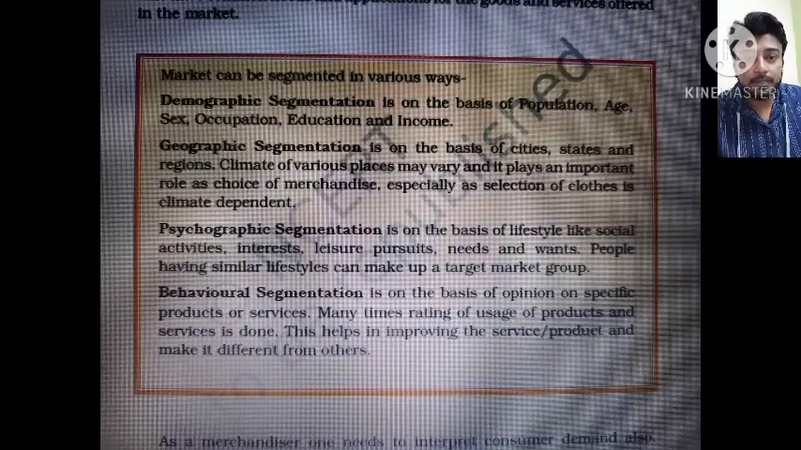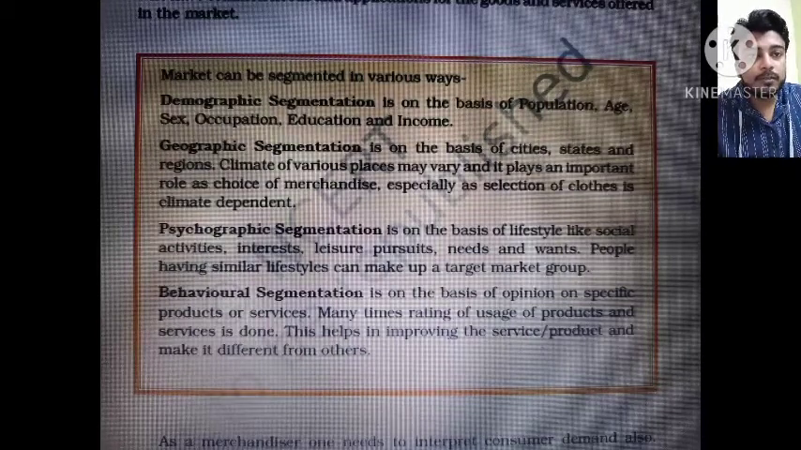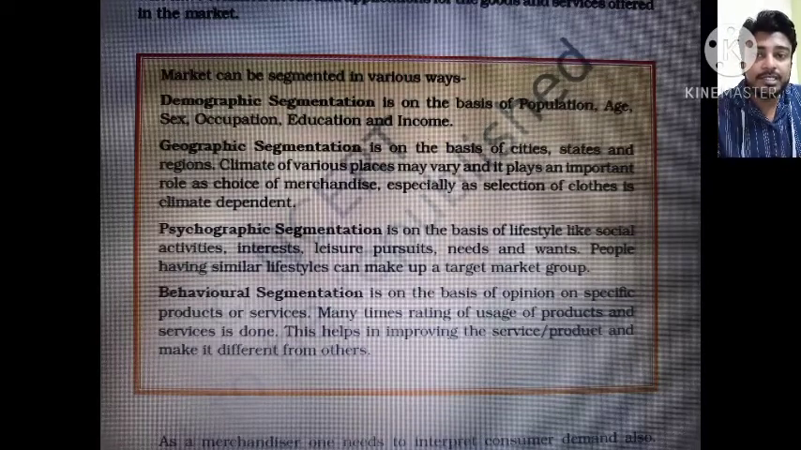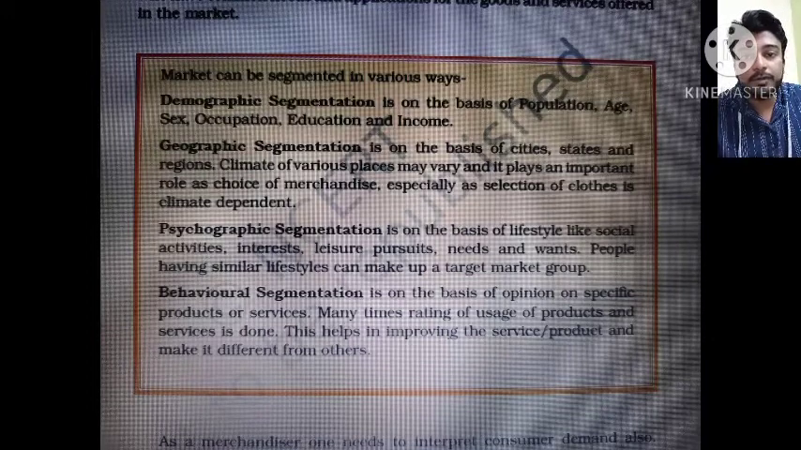So, this would be the third part of that chapter. We were in the chapter fashion design and merchandising. Today we are going to learn about market segmentation. Market segmentation is a strategy that involves dividing a larger market into different subsets of consumers who have common needs and applications for the goods and services offered in the market.